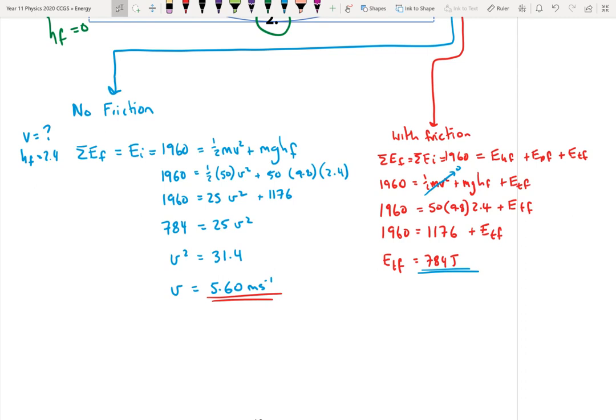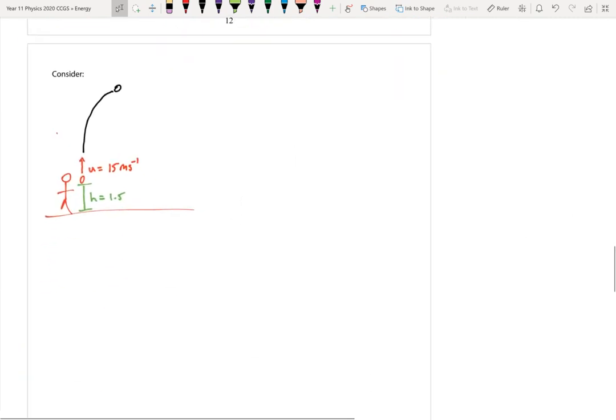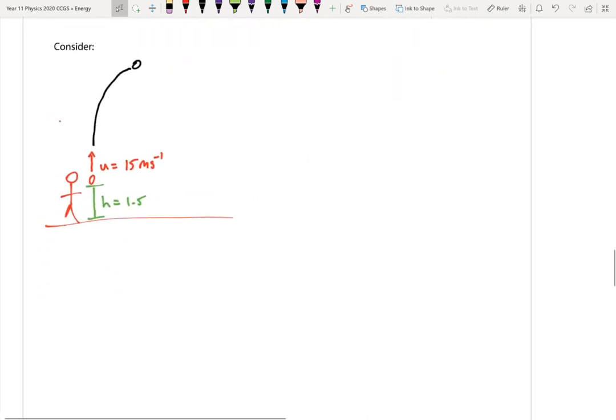Okay. All right. Have a go of this one, please. I will add a few things. I want you to analyze this ball. We're throwing a ball upwards. We're giving it some initial kinetic energy. We're probably not going to have much time to do this, so maybe this is a homework item.